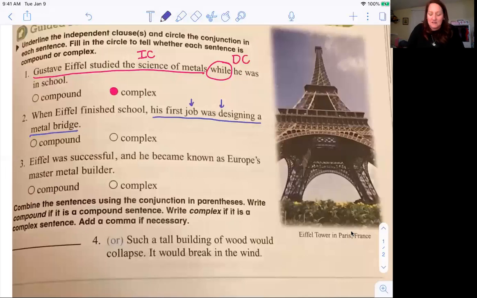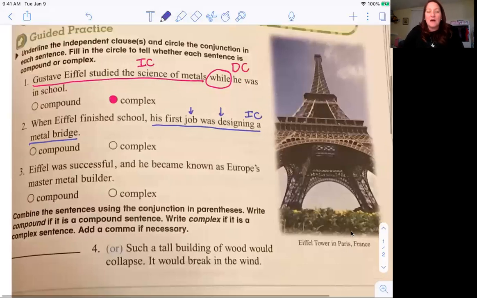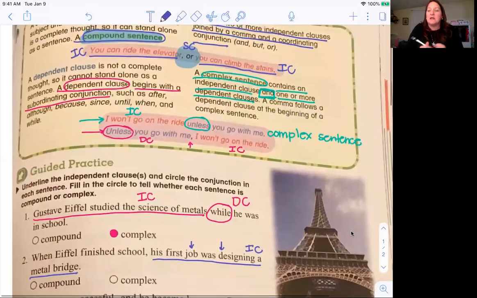So let's look at the second part. So we know this is an independent clause. The second part of the directions says to circle the conjunction. Okay, let's go back to those conjunctions that we're looking at today. We're looking for and, but, or, after, although, because, since, until, when, and while. What is the subordinating conjunction in this one? If you said when, you are 100% correct. Okay, if a clause begins with a subordinating conjunction, it makes that clause dependent.